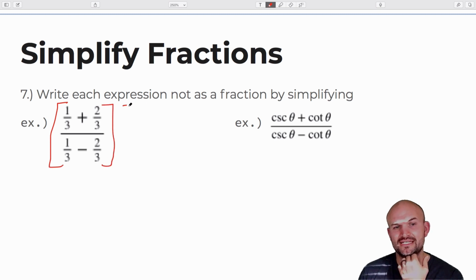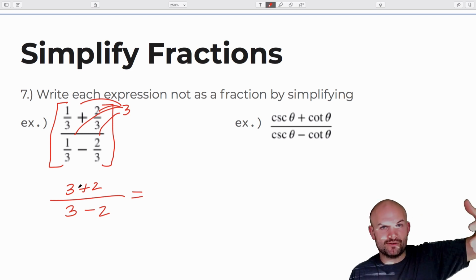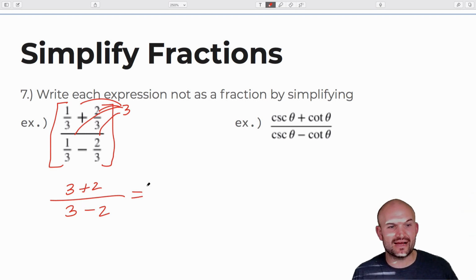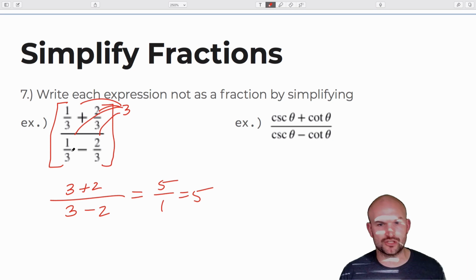In this case, the LCD of all my denominators is 3. So when I multiply everything times 3, what I end up getting is 3 plus 2 divided by 3 minus 2. Now I just basically have one fraction, a numerator and a denominator, where now I can simplify this to give me 5 over 1, which is 5. You can see that is a lot easier to work with rather than the original problem.